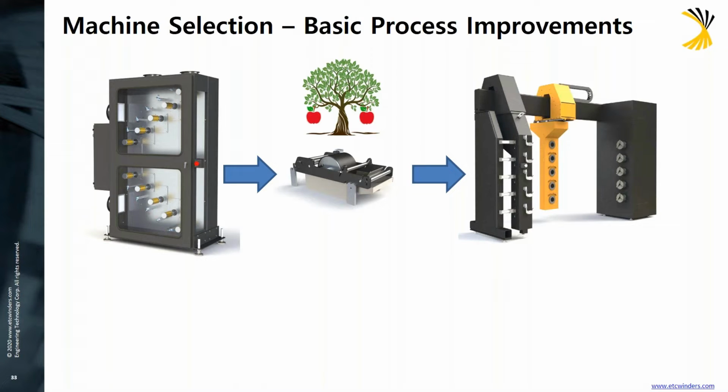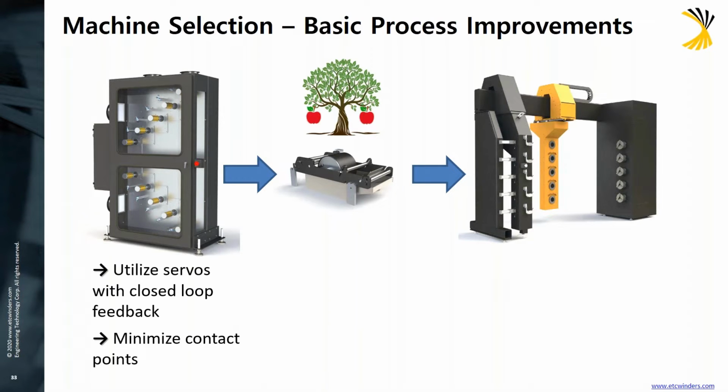Basic machine process improvements during your selection process can be made. These are low-hanging fruit. This picture displayed is one of our cat creels. It has magnetic particle brakes inside that control tension. It does not have rewind.